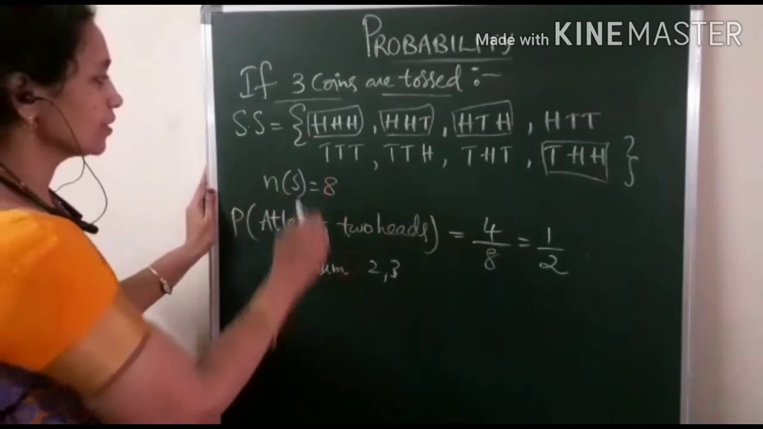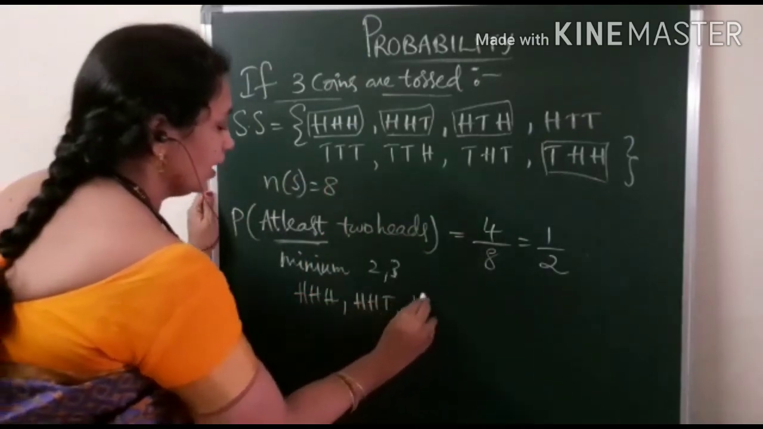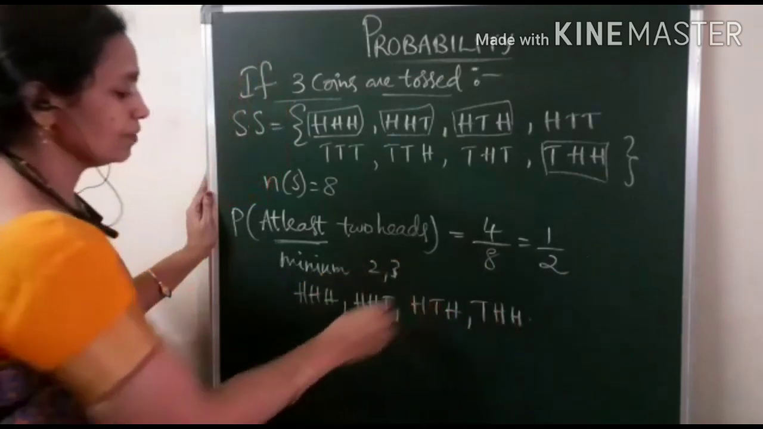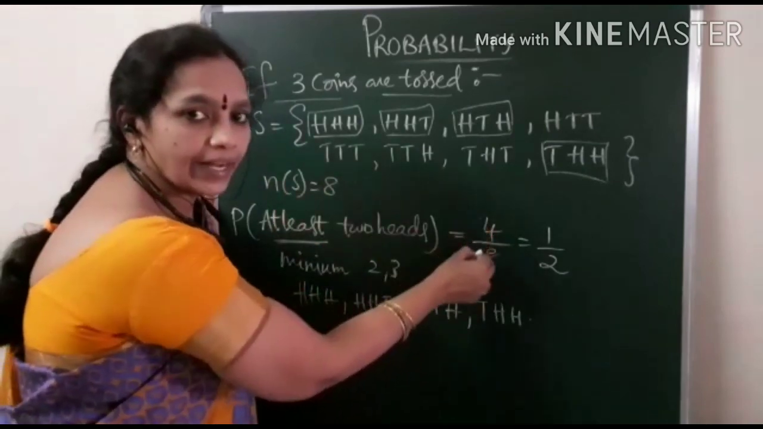So the favorable outcomes come under head, head, head; head, head, tail; head, tail, head; and tail, head, head. These are the favorable outcomes. The number of favorable outcomes is 4, out of possible outcomes 8. 4 by 8 is nothing but 1 by 2.